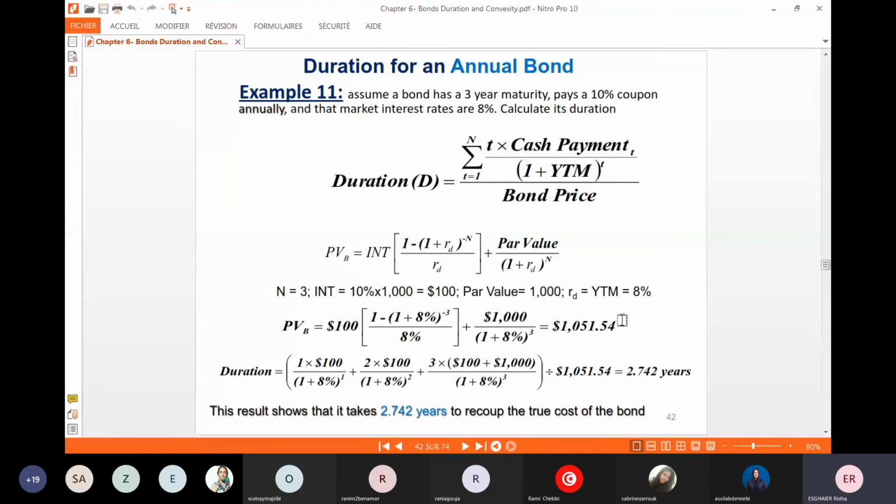دونك شو عملنا هوني؟ خدينا interest 1 discounted times 1, interest 2 discounted times 2, interest 3 plus the par value discounted times 3 اللي باش تلقاه over the price of the bond تلقاه 2.742 years. شو معناها؟ معناتها it takes 2.742 years to recap the true cost of the bond, the price paid to buy the bond. هذايا الماكولاي duration for an annual bond.